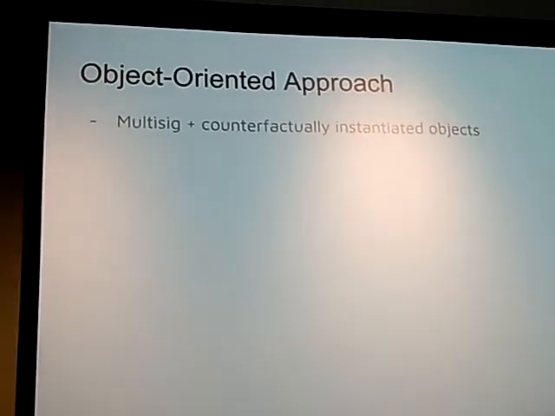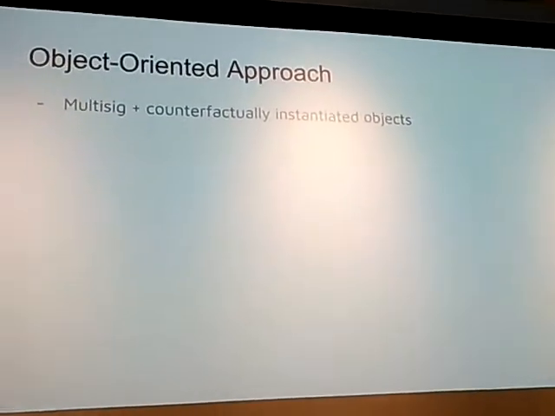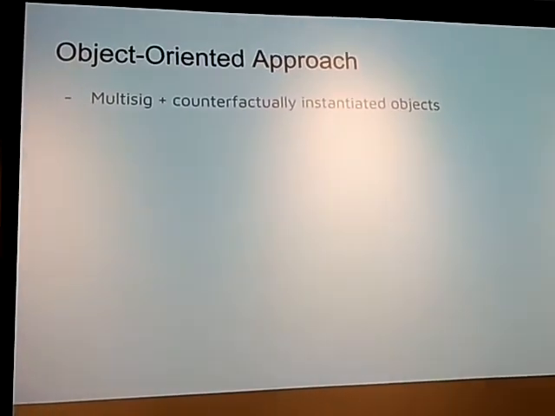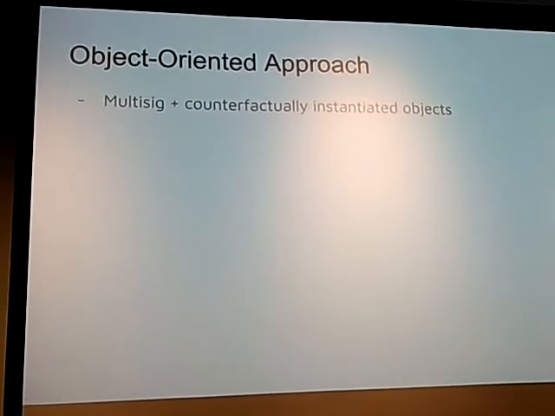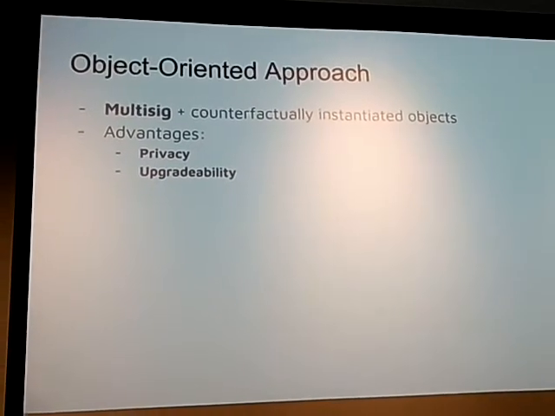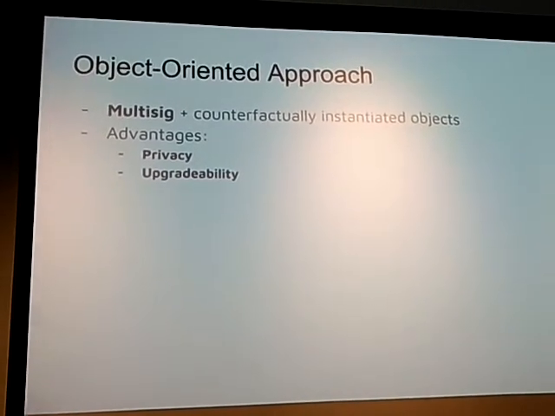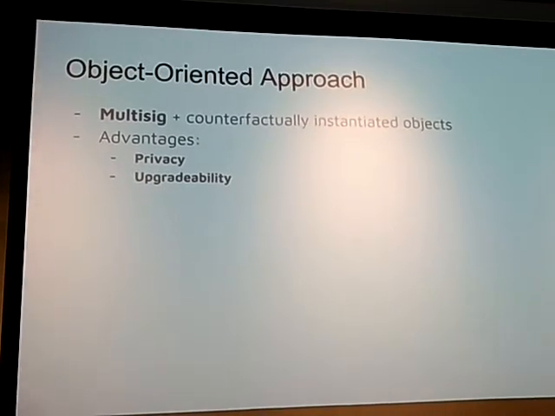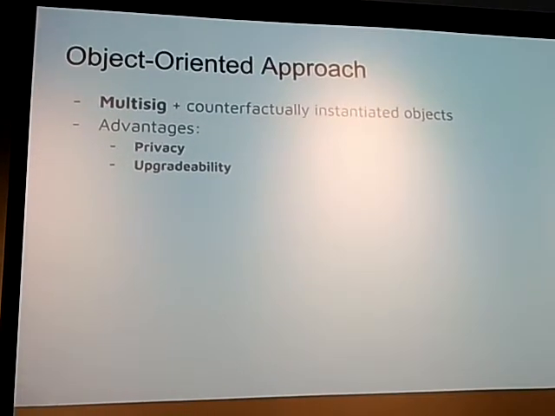The only on-chain object is a multi-signature wallet. And then for the off-chain objects, we organize them into actually instantiated objects which contain counterfactual state. So the advantages of having only a multi-sig on-chain, there are two advantages to this. First of all, privacy, and second of all, upgradability.